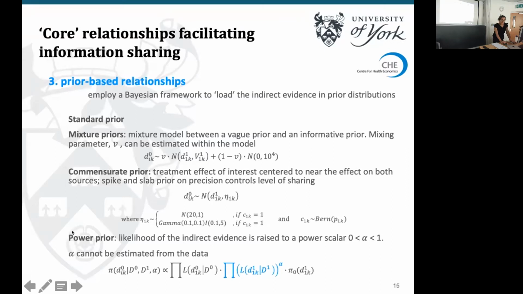He found commensurate priors. I have to say that he didn't find commensurate priors in this review, but he found them used for sharing IPD and aggregate data. But I've included them here because he's included them in the case study. So commensurate priors are basically the case where the treatment effect of interest is centered near the effect of both sources, here the indirect treatment effect parameter, and where you apply a spike and slab prior with a Bernoulli likelihood to govern the extent of sharing.